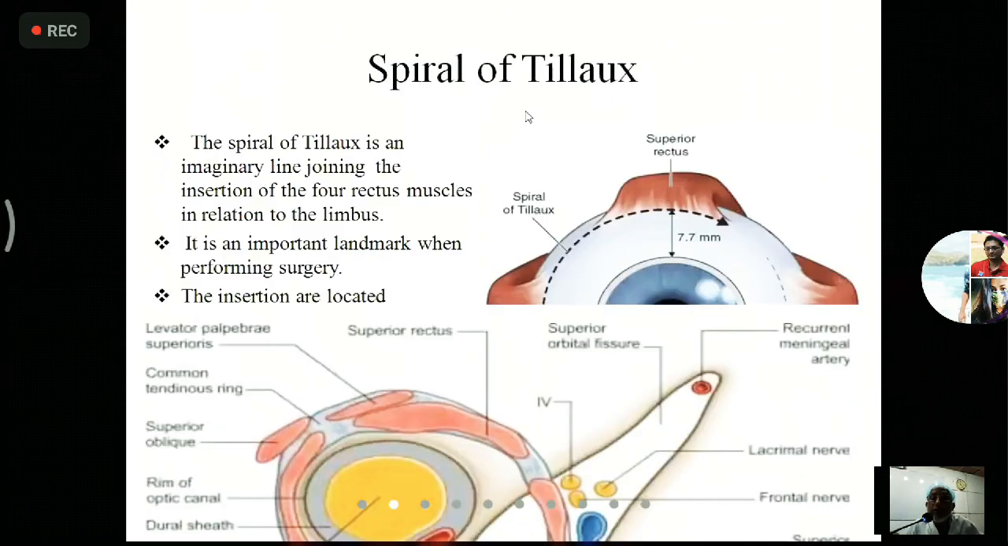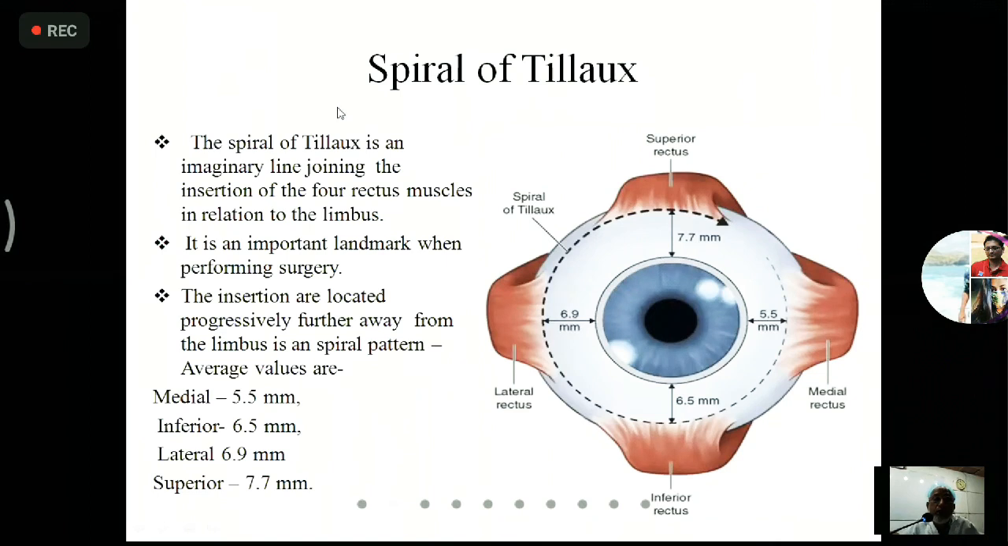Now, another picture: the spiral of Tillaux. What is the spiral of Tillaux? It is very important for strabismus surgery. The spiral of Tillaux is an imaginary line joining the insertions of the four recti muscles in relation to the limbus. And this is the insertion. It is an important landmark when performing surgery. The insertions are located progressively further away from the limbus in a spiral pattern.